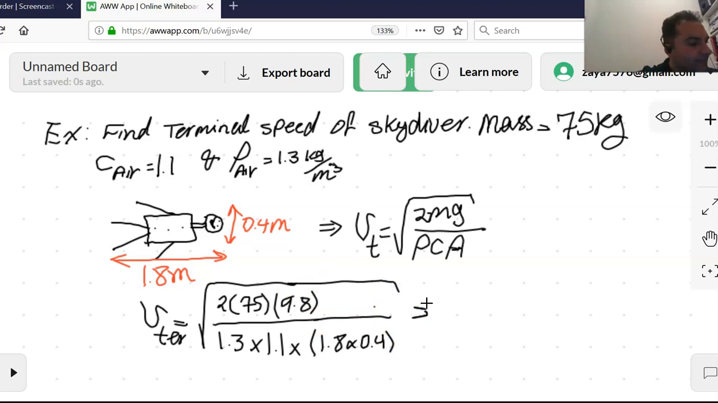Let me see, what is that? 2 times 75 times 9.8. So I want you, please, to also do the calculation with me. So assume and imagine that it is the real class. So guys, please put your time in, spend your time, study. Don't say it's online. So the answer becomes equal to 38 meters per second.